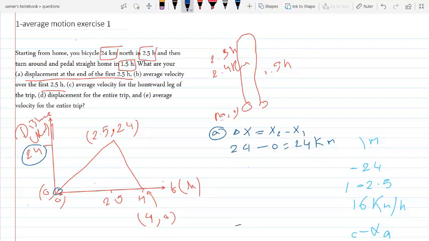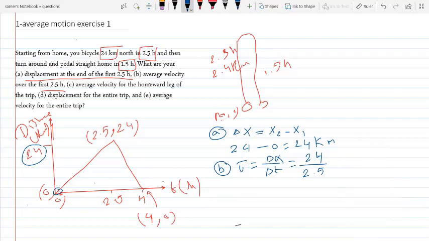This is the displacement at the end of the first 2.5 hours. For part B, the average velocity over the first 2.5 hours, V average is delta x over delta t. This is 24 over the time for the first part of the trip, which is 2.5, and 24 over 2.5 is simply 9.6 kilometers per hour.